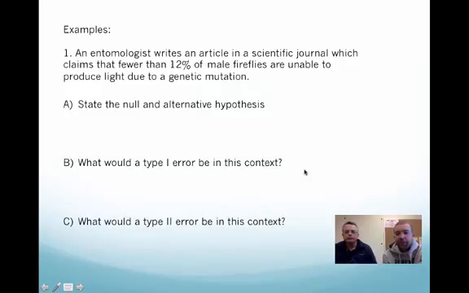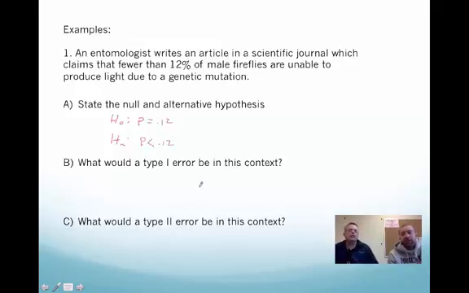All right, so let's put it in a context. In the first example, we have an entomologist who writes an article in a scientific journal which claims that fewer than 12% of male fireflies are unable to produce light due to a mutation. So our bug guy, his null hypothesis would be what? P equals 0.12. He is going to test that it's 12%, but he actually believes that it's fewer than 12%. So this is one-tailed, so we're going to go less than 0.12.